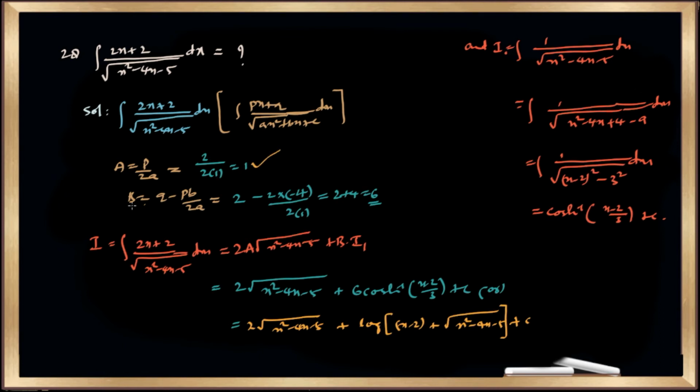And what about the formula of B? B is Q minus PB by 2A. Q is 2 minus P is 2 times B is minus 4, divided by 2A. So this 2 gets cancelled, minus of minus plus, 2 plus 4 is 6. So capital B is 6. So the given question, P by root Q, the answer is 2A times root of f of x plus B times I1. So we just got the values of A and B, and we just have to find the value of I1. I1 means 1 by quadratic expression root over.